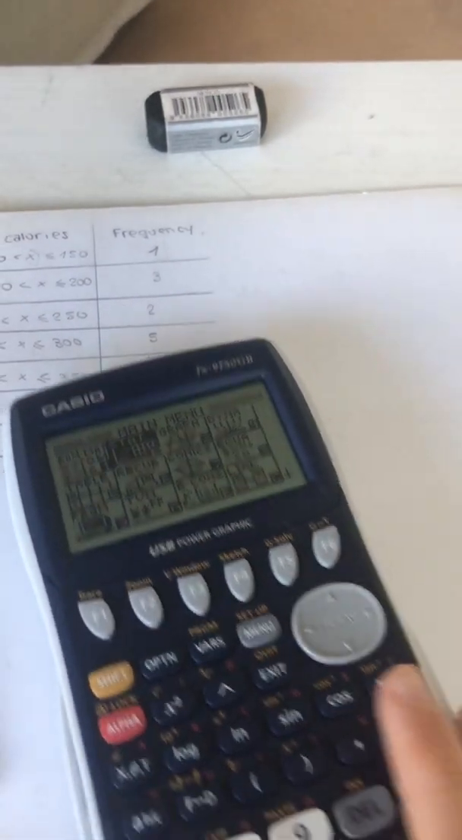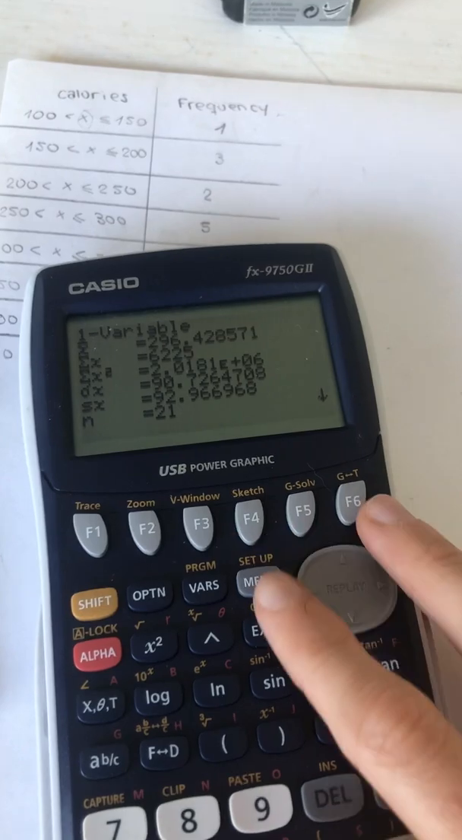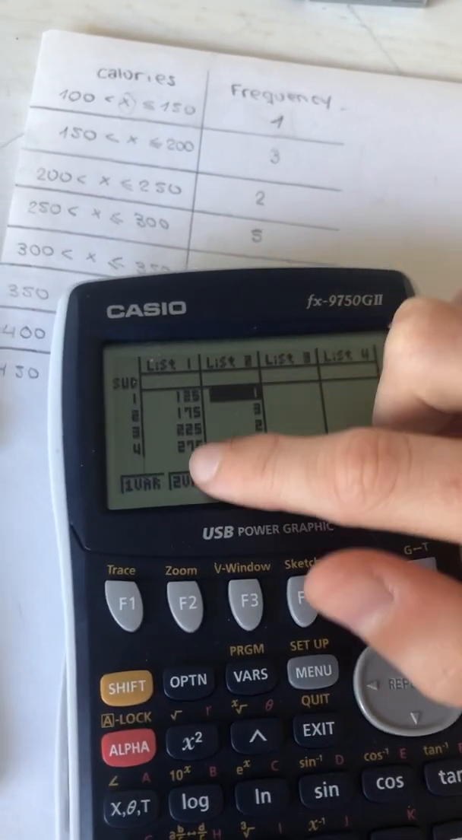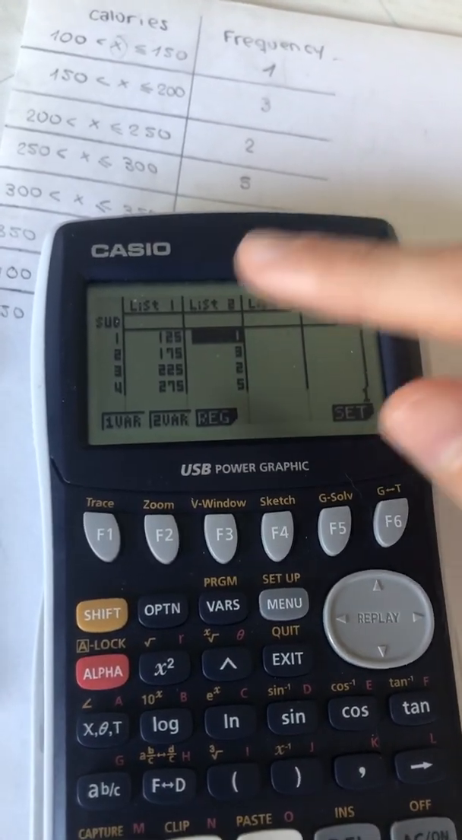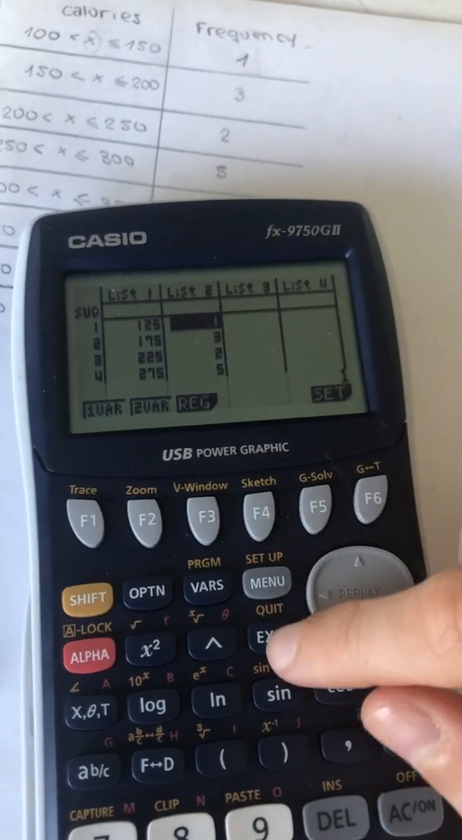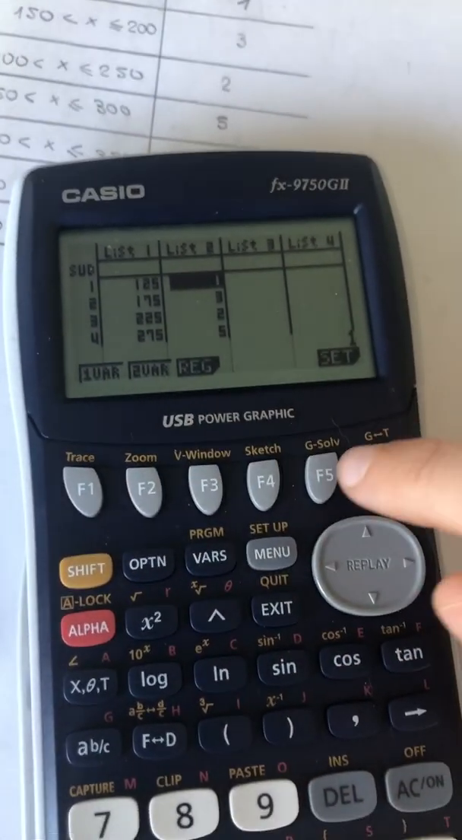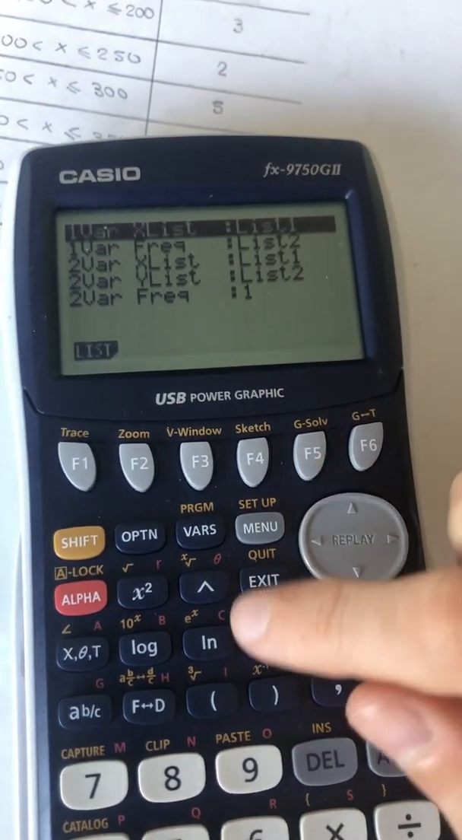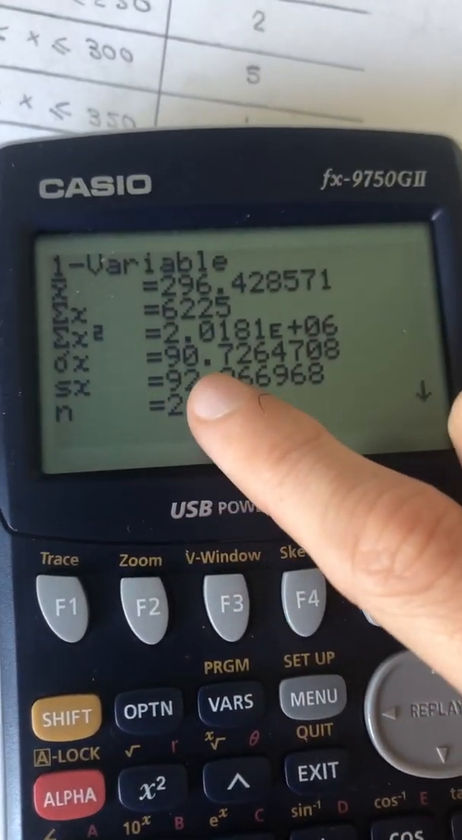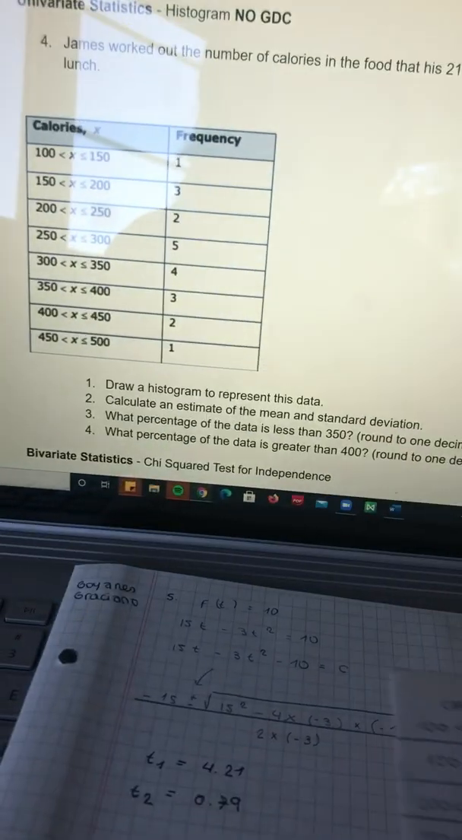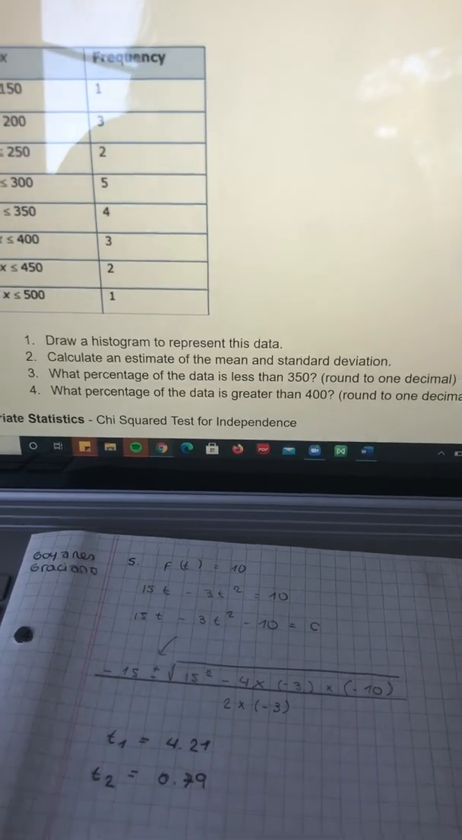So we went to menu, stat. On list 1, we typed all the x values that we found out, 125, 175, and in list 2, we wrote down the frequencies. Then you go to calc, set, list 1, and for frequency list 2, one variable, and here is the standard deviation, 90.7. We now realize that we should have used this formula over here.